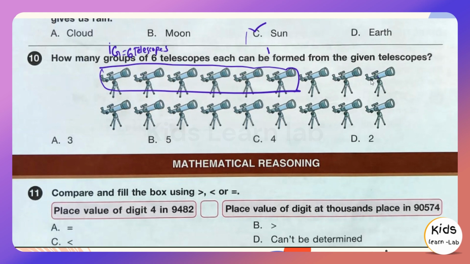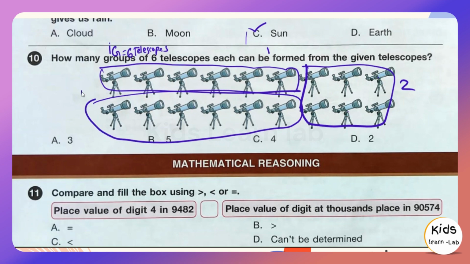Here 1, 2, 3, 4, 5, 6. This is the second group. Next 1, 2, 3, 4, 5, 6. So this is the third group. So how many total groups are formed, children? Total 3 groups are formed. Option A is the right answer, children.